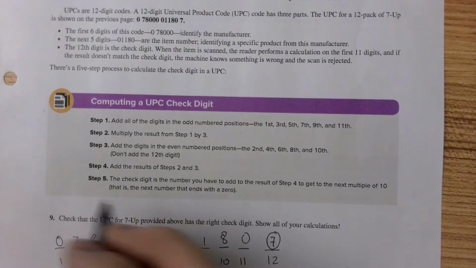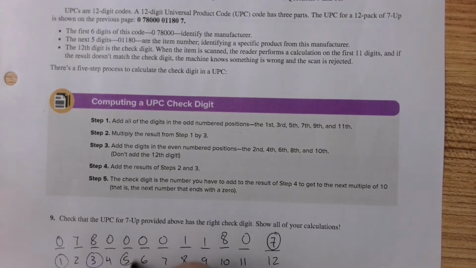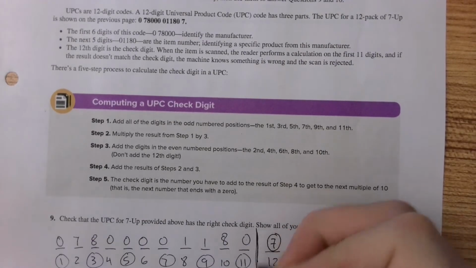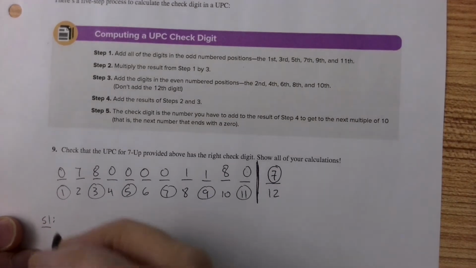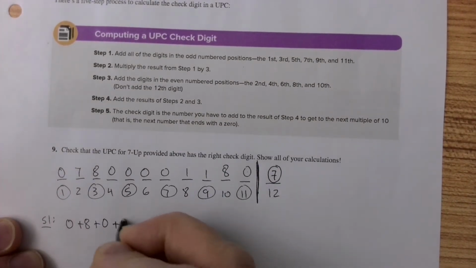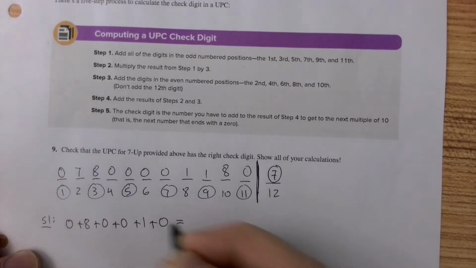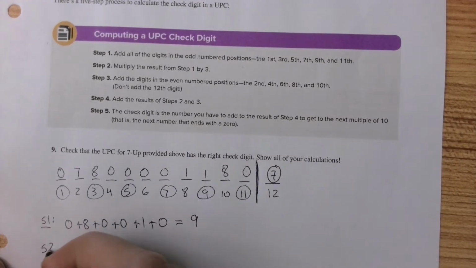All right, so step 1 says add all the odd digit numbers. Well, this one's odd, this one's odd, this one's odd, this one's odd, this one's odd, this one's odd. Remember, we ignore that last one. That's not included in the calculation. So we need to add 0 plus 8 plus 0 plus 0 plus 1 plus 0. That's a tough sum, right? That's a solid 9.